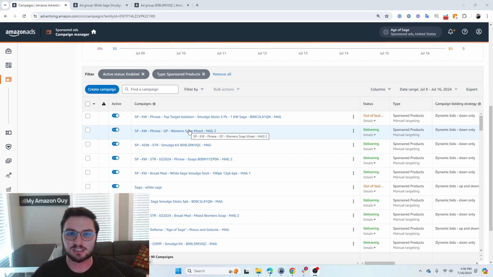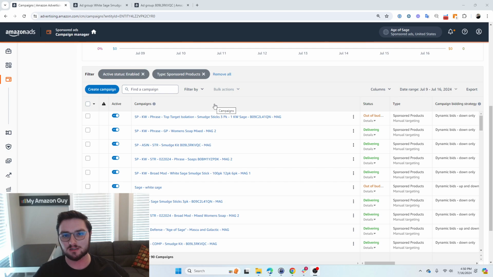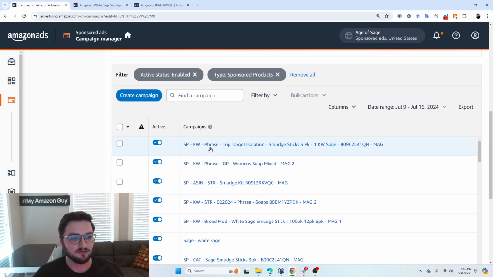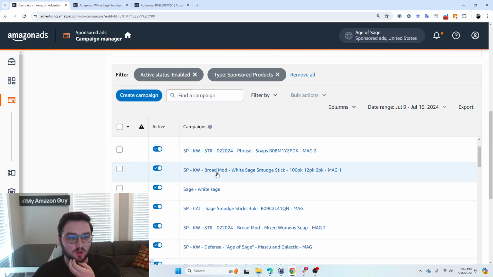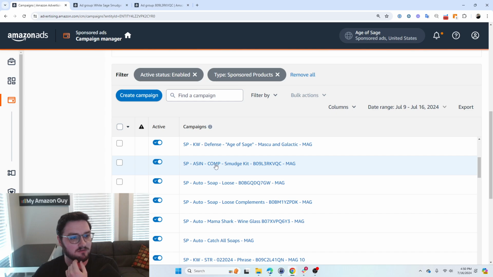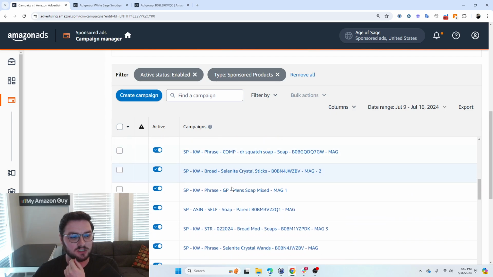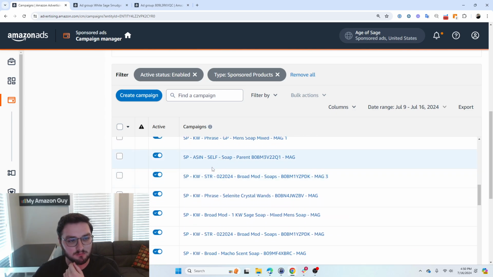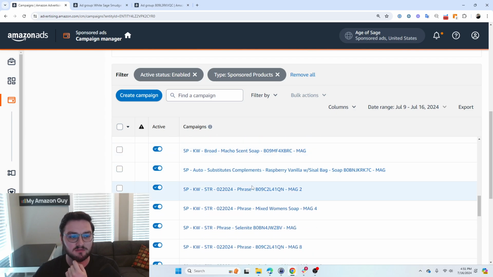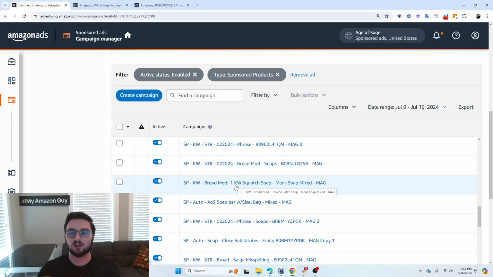One of the biggest mistakes that I see people making when they are creating Amazon advertising campaigns is not diversifying enough. Number one, as always, is just not diversifying. What that means essentially is, as you can see here, we have several different types of campaigns. We have a phrase campaign here, we have a broad campaign here, we also have competitive campaigns, auto campaigns, self campaigns, and the point of all of these different campaigns is to have a different effect.